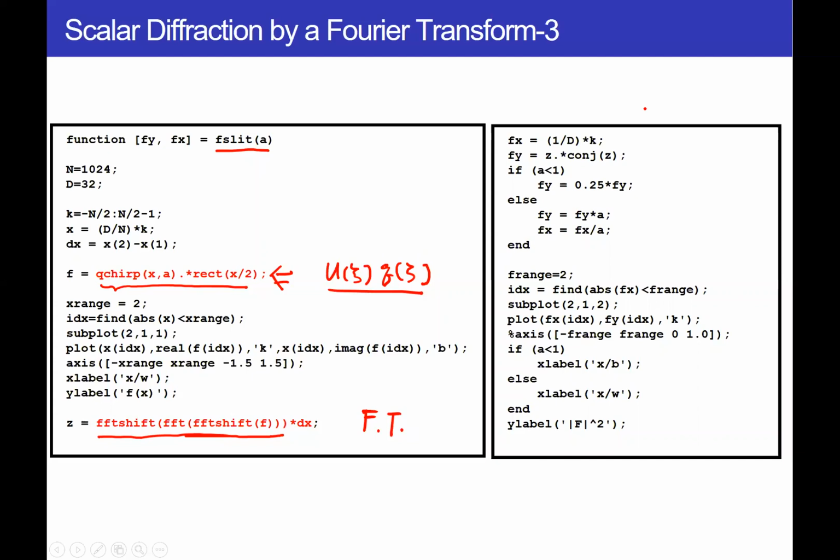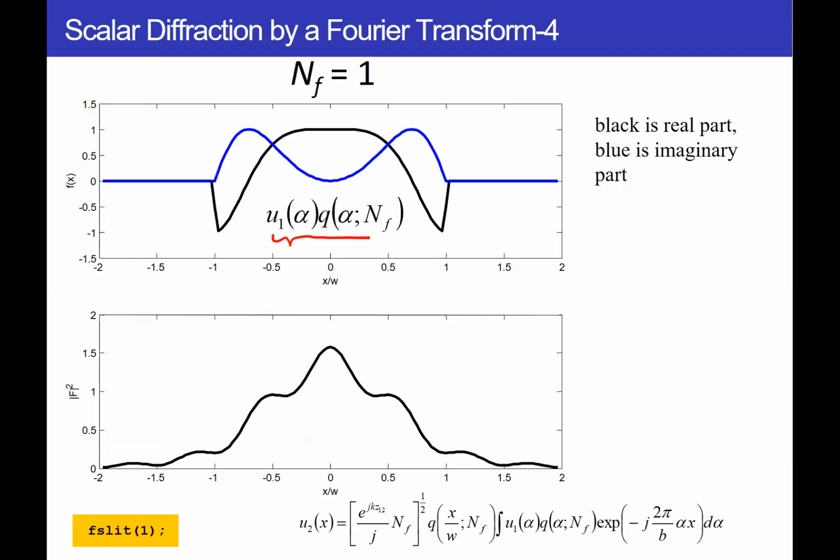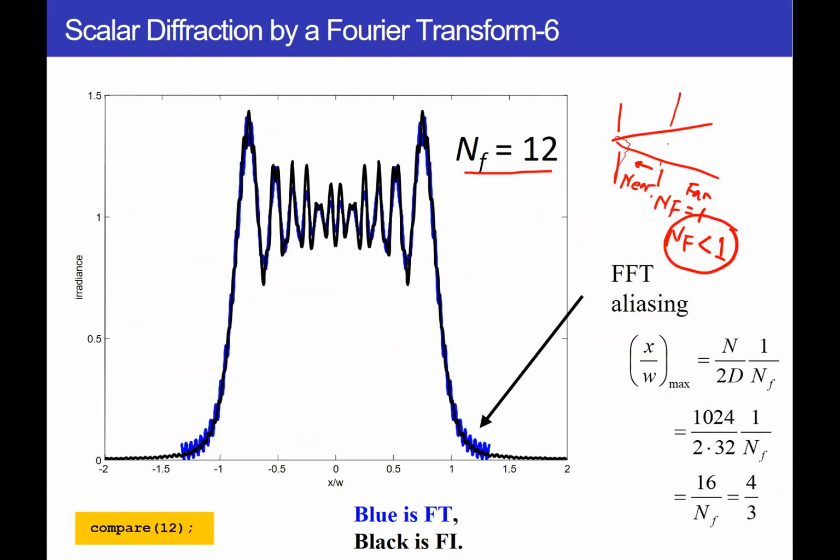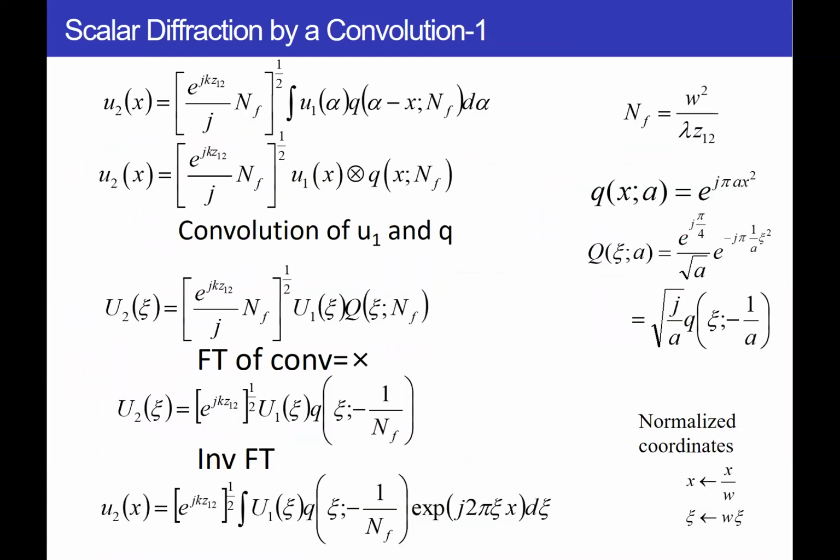So it depends on your choice. But the most important reference for the choice is the Fresnel number. If the Fresnel number is less than 1, then the Fourier transformation is as good as the Fresnel integral method, okay? Otherwise, we have to think about another method.